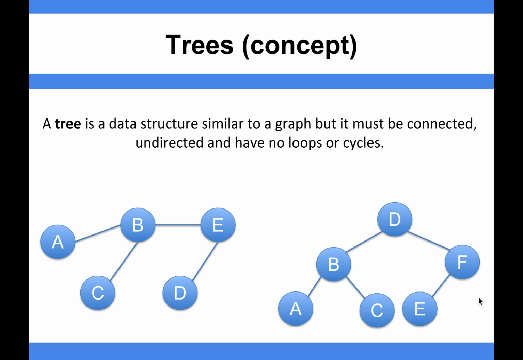Okay, loops or cycles are, if we look at the example in the bottom left, if there was a link between C and D, there would be a loop, because there'd be a loop round from C, B, E, D, and back to C. So that's a loop. So it must be connected, must be undirected, and must have no loops or cycles. If those things are true, then your graph can also be represented as a tree.